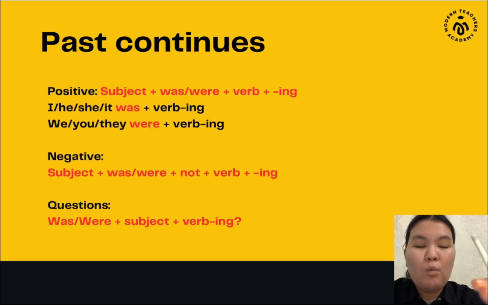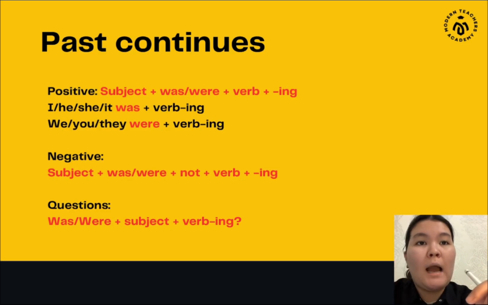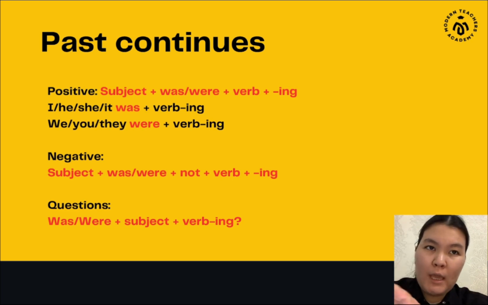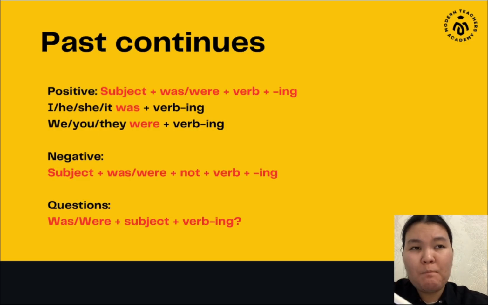I was reading a book. I is our subject, was is our grammatical structure, then the verb is read, and at the end of the verb you can see ing. And also, they were playing football. They is our subject, and with they we use were, then our verb is play, and at the end of the verb you can see ing.